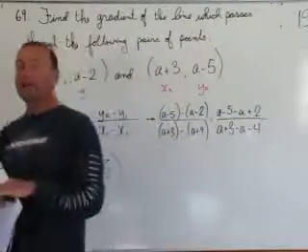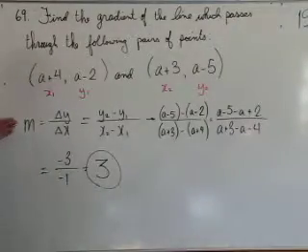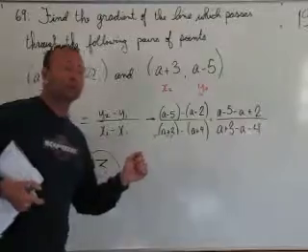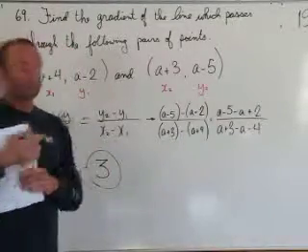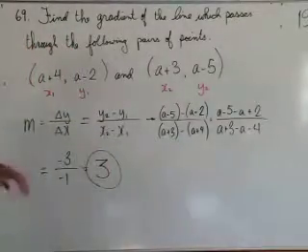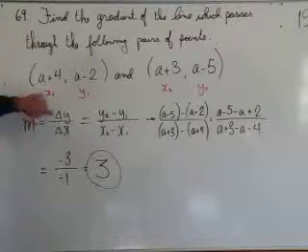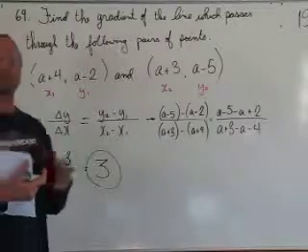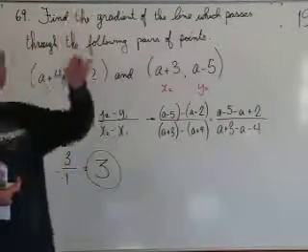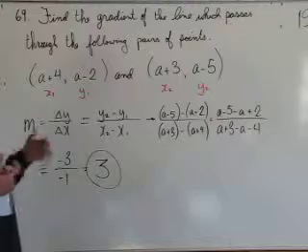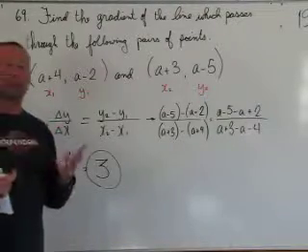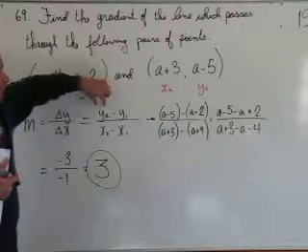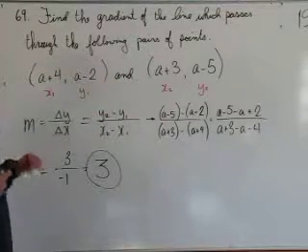Since we're asked to find the gradient, we recall that gradient, which is the letter m, is rise over run. We're going to expand that into a more technical definition. As I told you in class, the Greek letter delta, that triangle, stands for the change in. The rise is nothing more than the change in y, which we define as y2 minus y1.